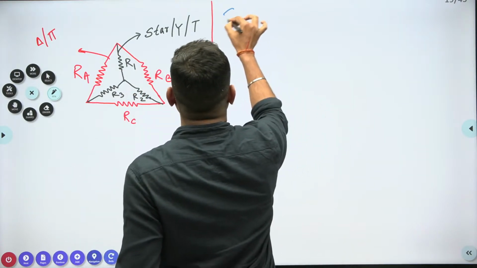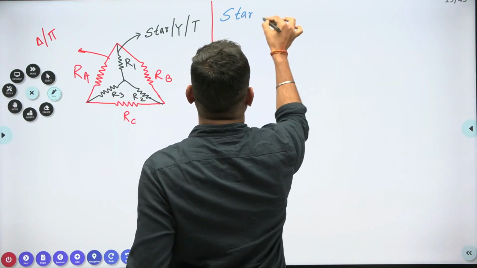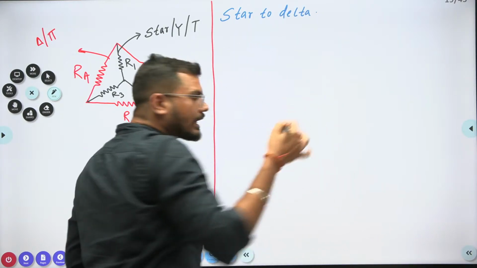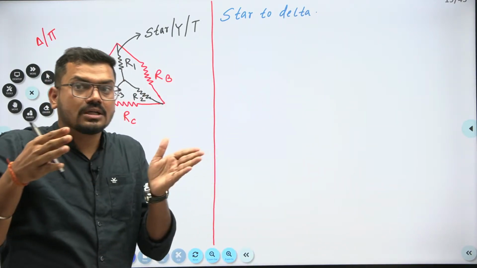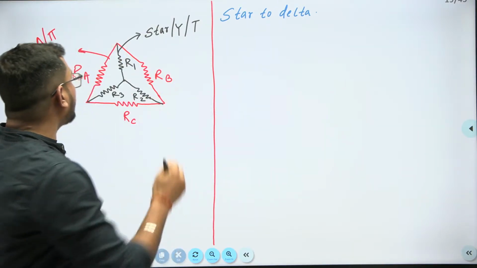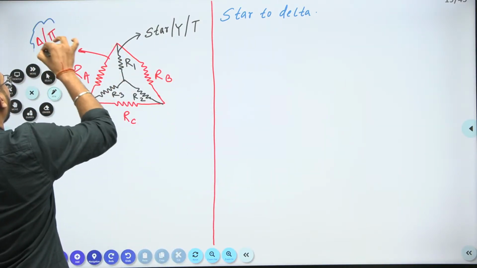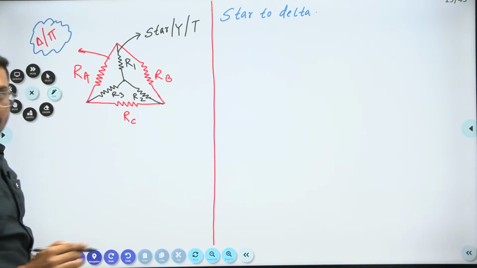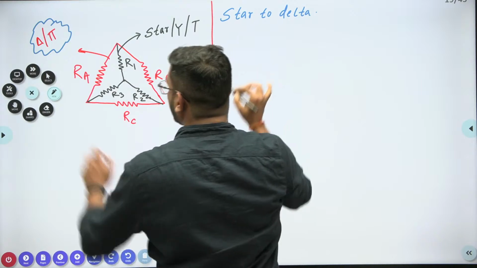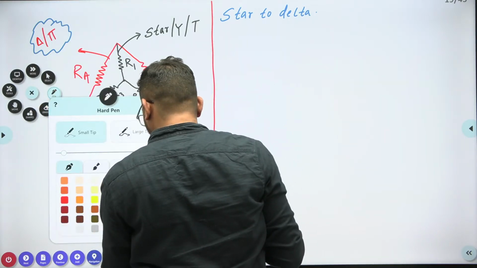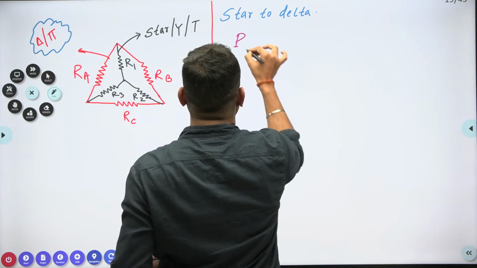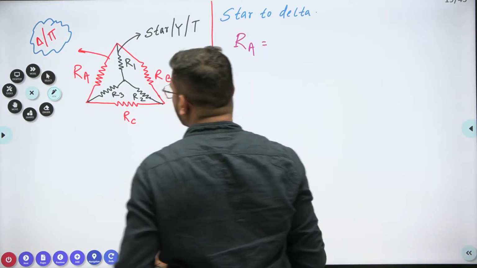So here I am writing the star to delta equation. Star to delta means what, guys? We are just converting this star to delta. Okay ना? So we have to write the equation for delta. So for delta we have the value of RA. So how to calculate this RA, guys?